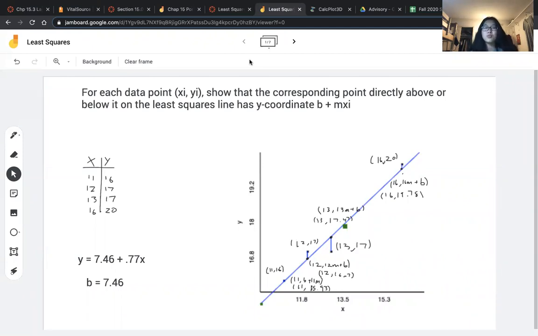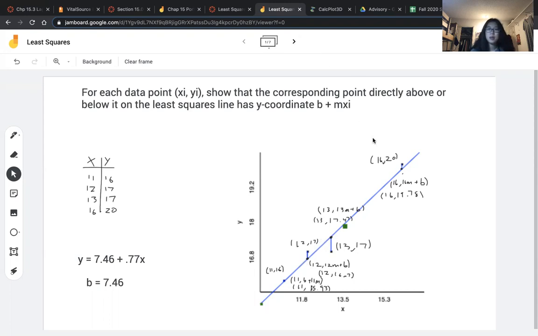So, the data set that I used was from 15.2, and it was just question 40. The first problem asked to show that for each data point, the corresponding point on the line has the y coordinate b plus m times xi. And then we can see the lines show the distance between the data point and the y coordinate on the graph.